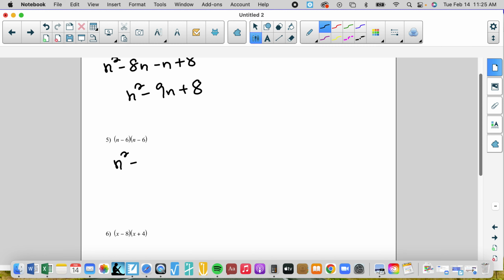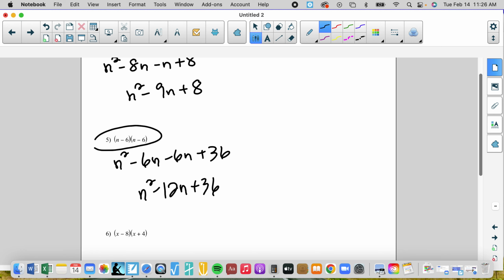N squared minus 6n minus 6n plus 36. N squared minus 12n plus 36. Some of you may notice something special about that problem. This is a binomial squared. We have a binomial that is being squared.